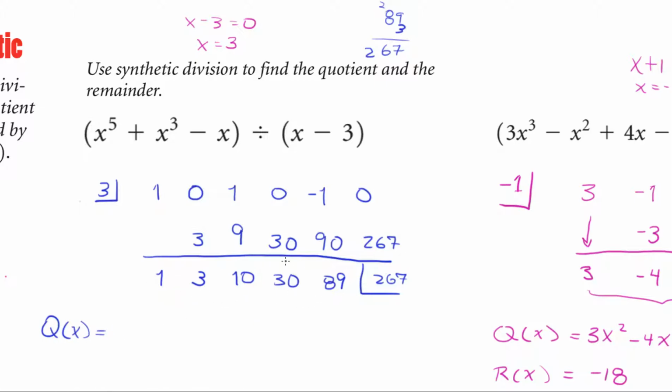Remember, all of this is your quotient. We start with the degree 1 degree lower than the highest degree. So this one is x to the 4. So 1x to the 4 is just x to the 4. Plus 3x cubed. Plus 10x squared. Plus 30x. Plus 89. And your remainder is just 267. Okay? And that's how you will solve these problems.